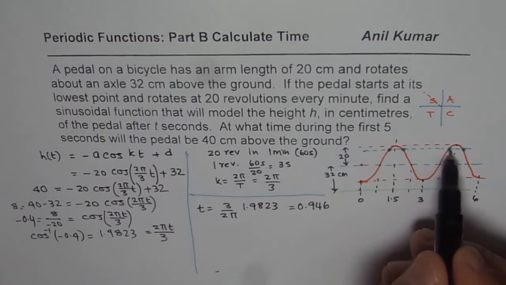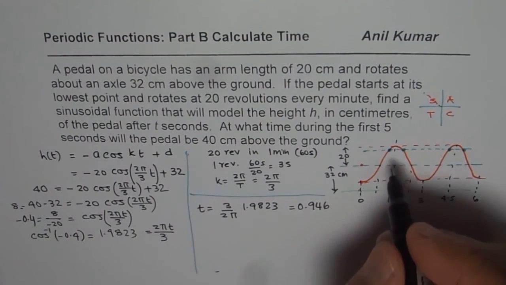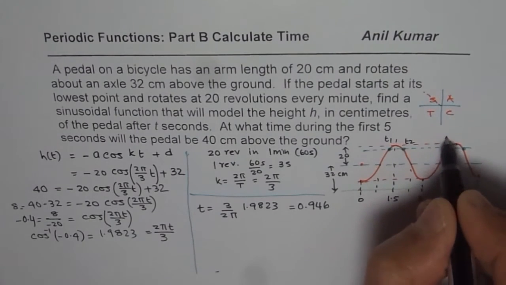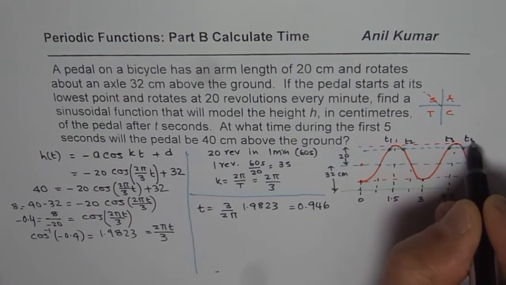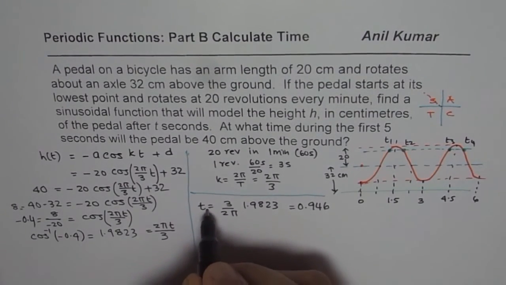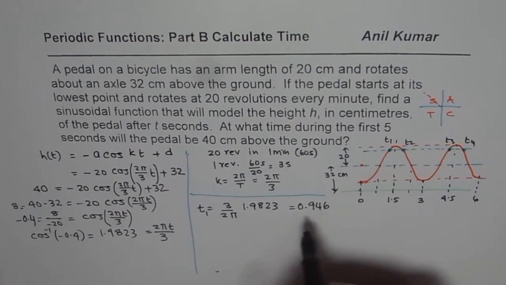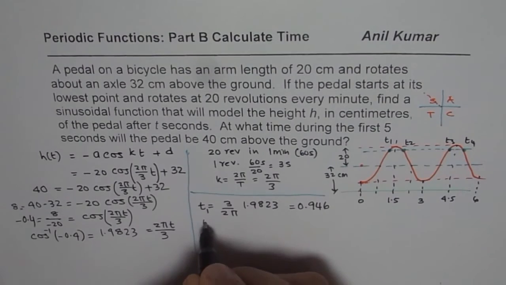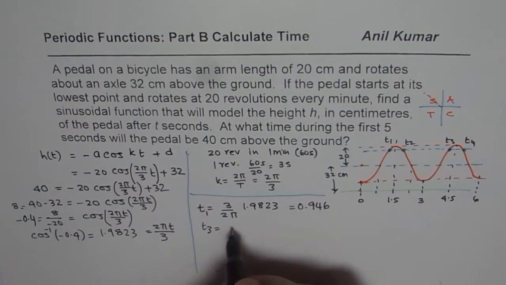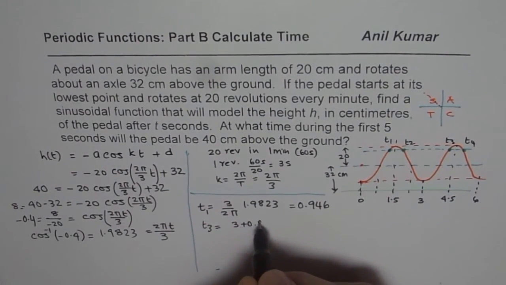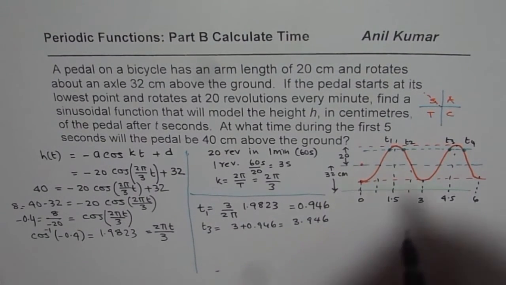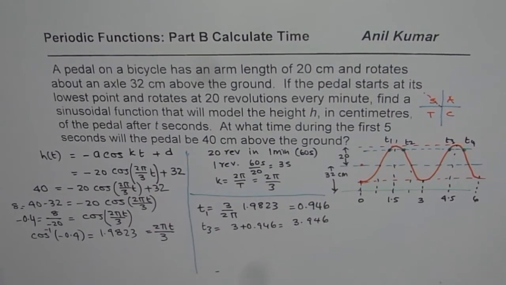If I add the time period, I get the other one. So there are 3 times, let's say t1, t2, t3. There could be 4th also, okay? So we know t1, first time it reaches 40 is this. And we can write t3 also. We say t3 will be 3 plus 0.946, which is 3.946.